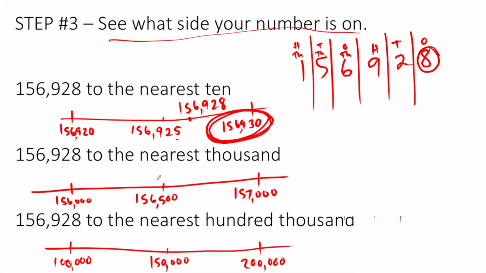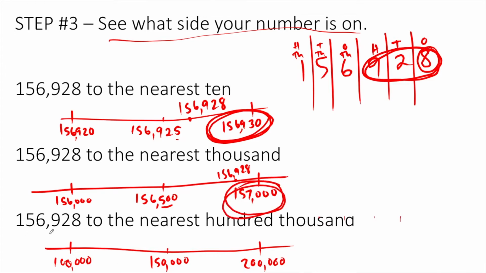What about the next one? Now we're comparing to the 500. So we're comparing this whole amount to 500. What side does it go on? What is my number closest to? 928 is bigger than 500, so it goes over here. So it's closest to this one.